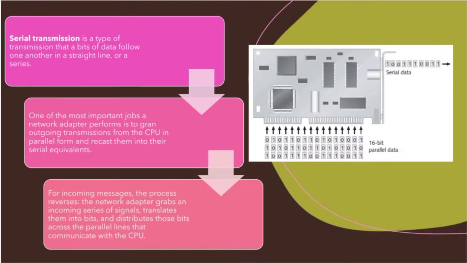Serial transmission is a type of transmission in which the bits of data follow one another in a straight line, or a series. One of the most important jobs a network adapter performs is to take outgoing transmissions from the CPU in parallel form and recast them into their serial equivalents. For incoming messages, the process reverses. The network adapter grabs an incoming series of signals, translates them into bits, and distributes those bits across the parallel lines that communicate with the CPU.